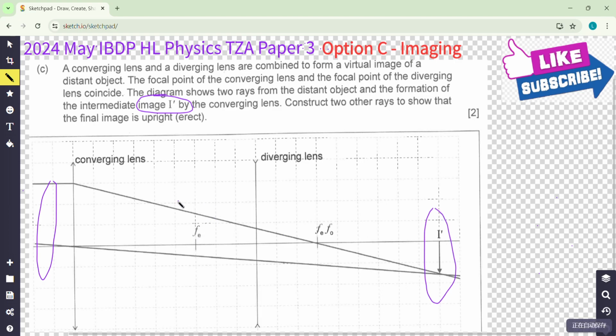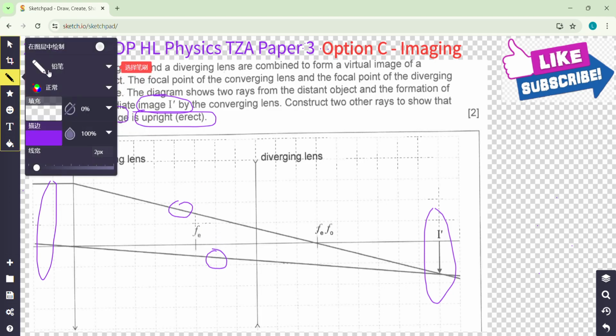So the light rays seem to come from the imaginary virtual intermediate image and go to the diverging lens, and then we construct two other rays to show that the final image is upright, erect. So think about these two light rays when they pass through the diverging lens, what will happen to them? They will form an upright, virtual final image at this side. Okay, so that is a start.